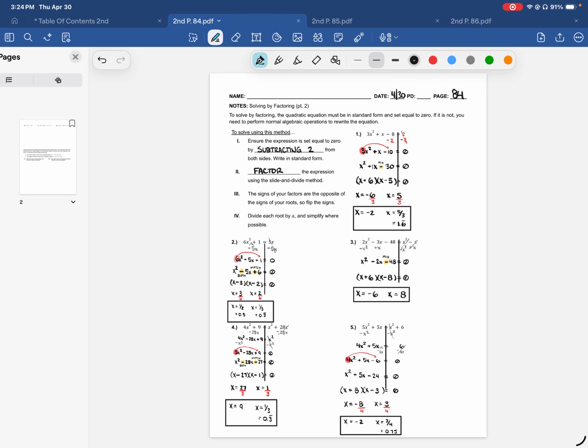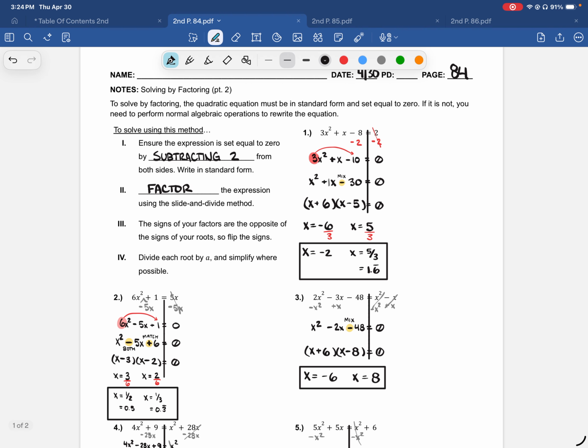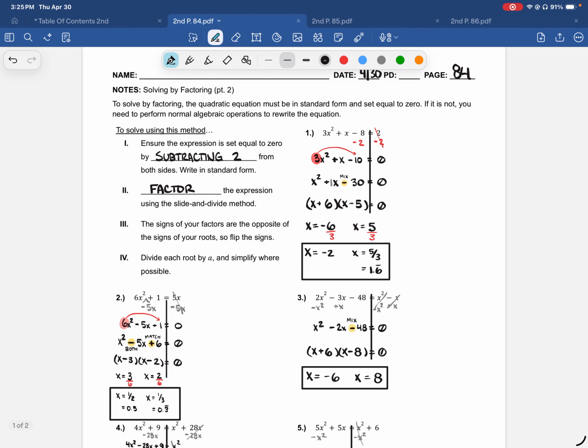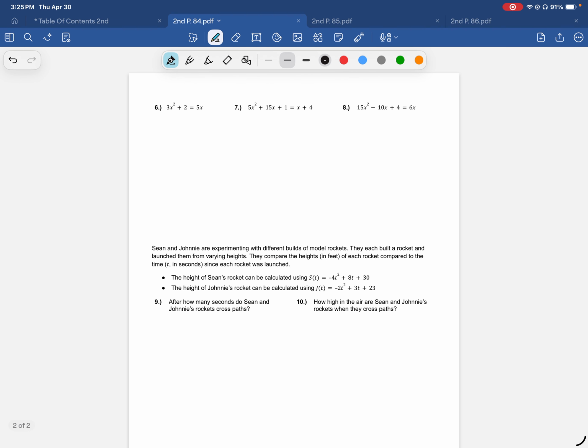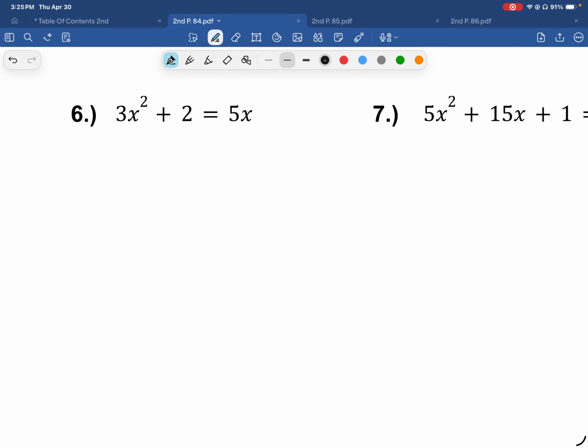Okay, this was page 84 from yesterday, where we talked about how to solve equations by factoring whenever it wasn't in standard form or equal to 0. And I asked you to work on the back. So I'd like to go through these problems together.